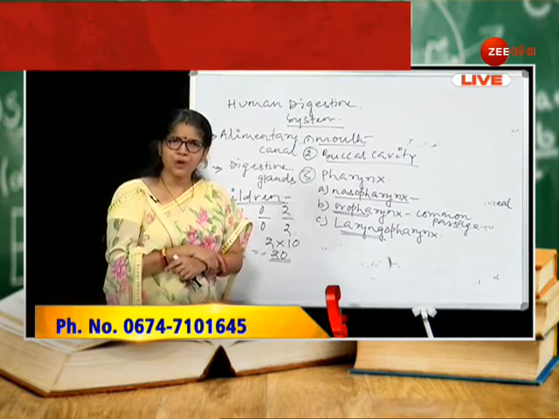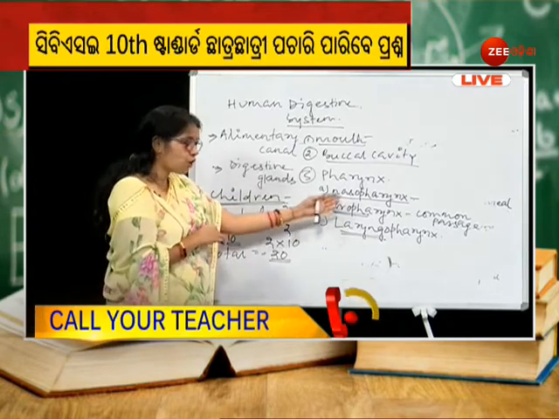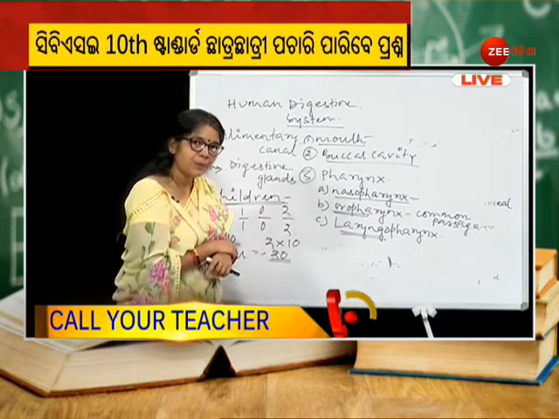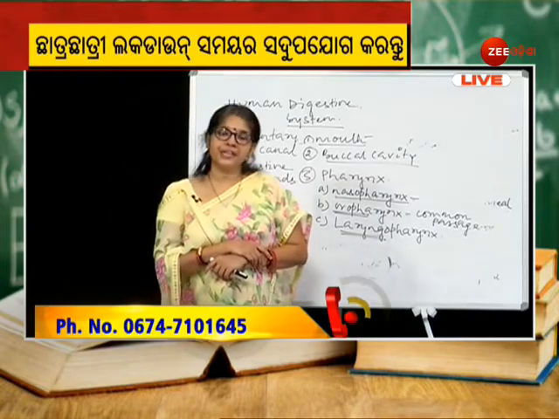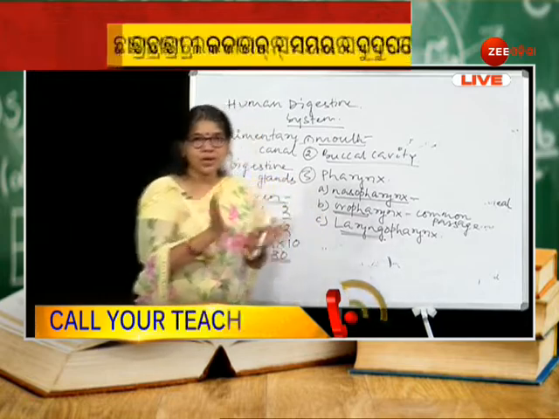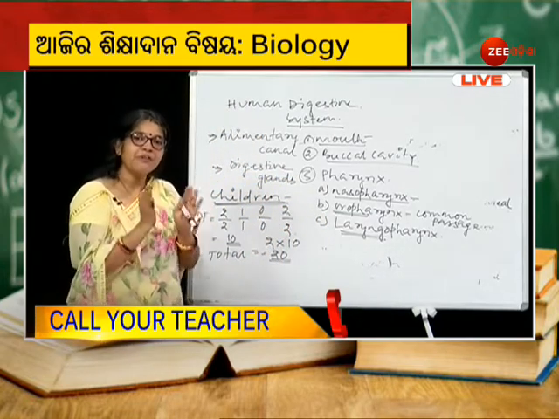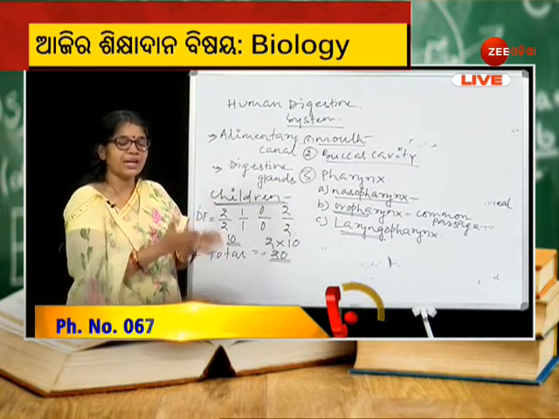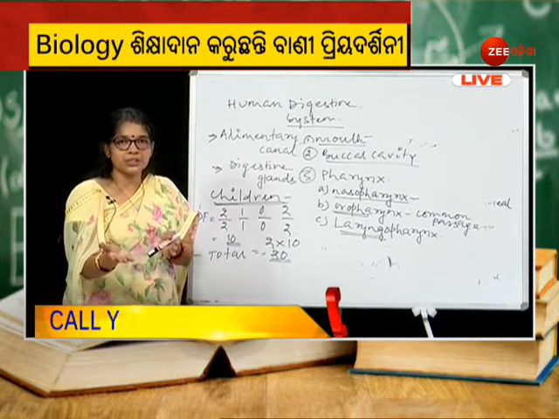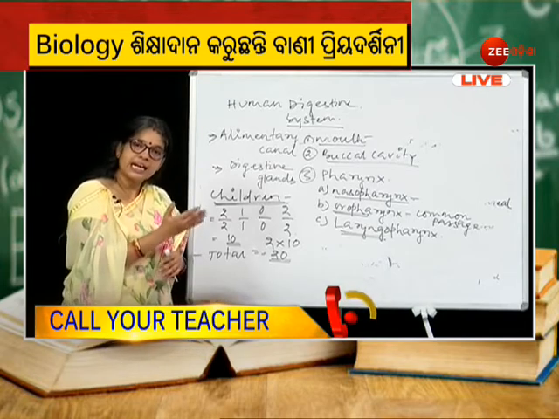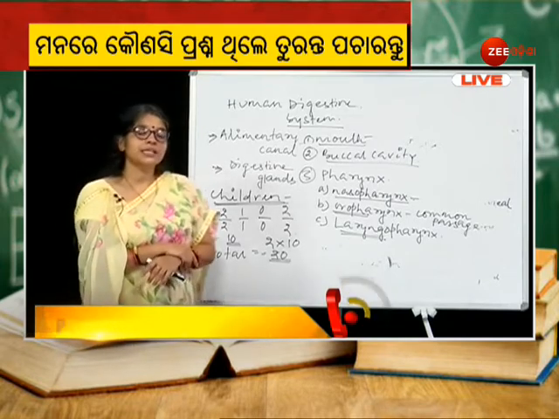So, how is it possible? Because the oropharynx contains the opening that is known as glottis. Glottis is the opening of the respiratory system. Glottis is guarded by a flap or leaf-like cartilaginous structure, which we will discuss in the respiratory system.